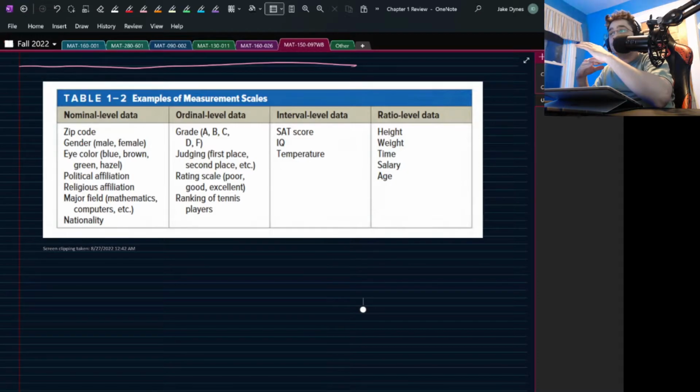and there's no ranking between them. Like you can't say one zip code is better than the other or ranked higher than the other by zip code. It just doesn't make sense. They might be ranked. You might be ranking them in terms of other things, but anyway, like eye color, blue, brown, green, hazel. Do you say one is better than the other? Like that doesn't really make sense. How is one eye color better than another?